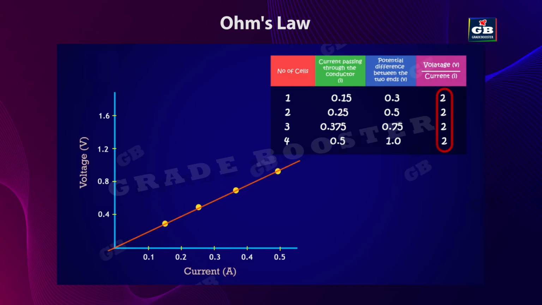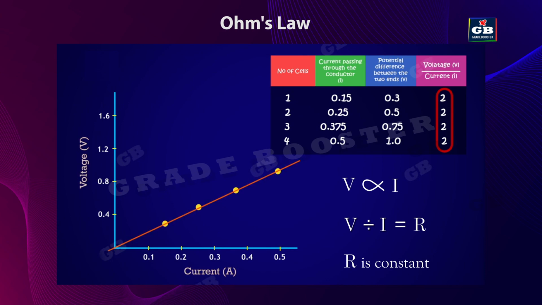Now the VI graph has a straight line passing through the origin, which indicates that V is proportional to I, or V by I is constant. What is that constant? That is nothing but resistance R. So V by I equals R.